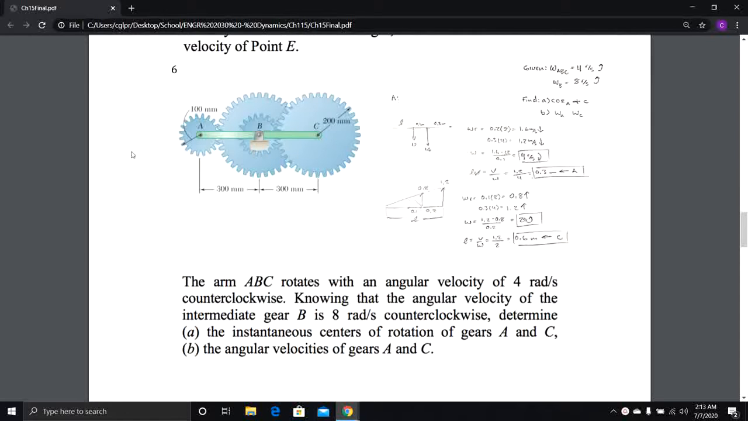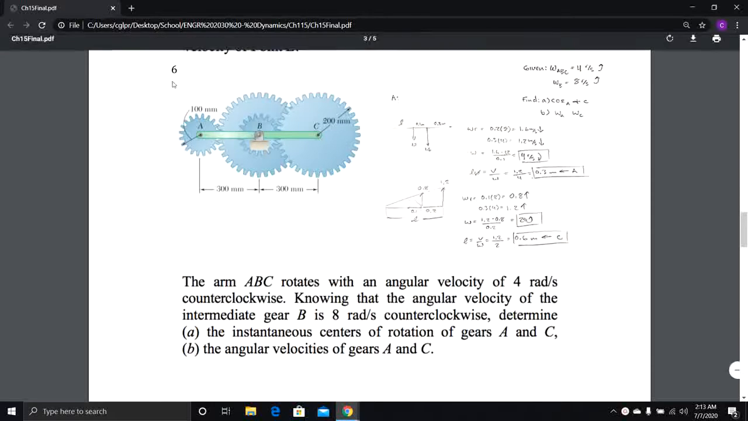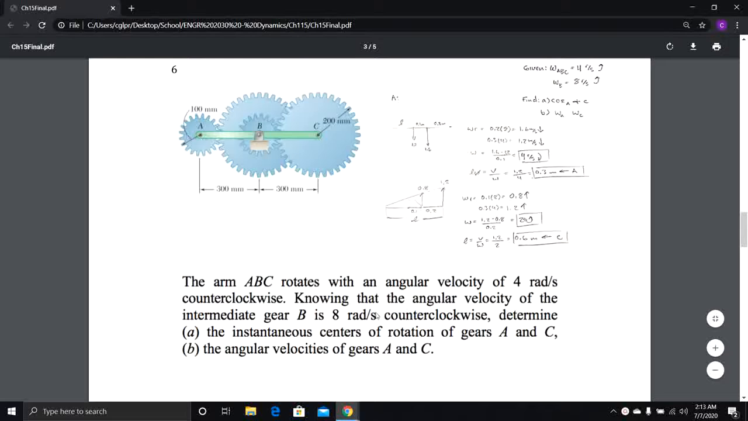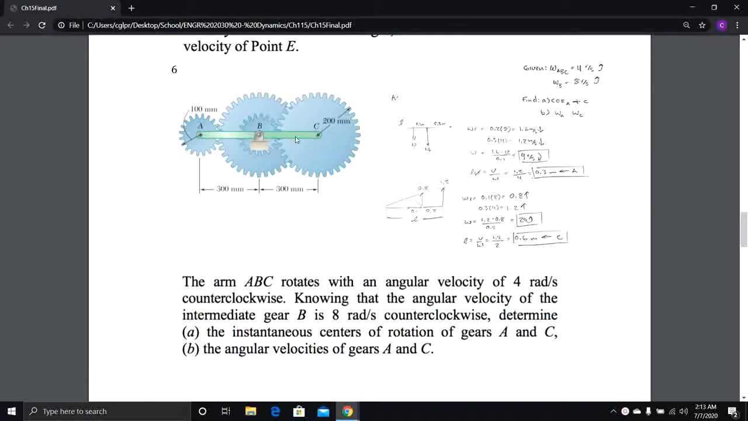So basically we have this setup of gears. The rod AC is going to be rotating counterclockwise. Then at the same time, the gears are going to be rotating as well. This gear B is rotating counterclockwise. I'm asked to find the instantaneous centers of rotations of gears A and C and the angular velocities of gears A and C.